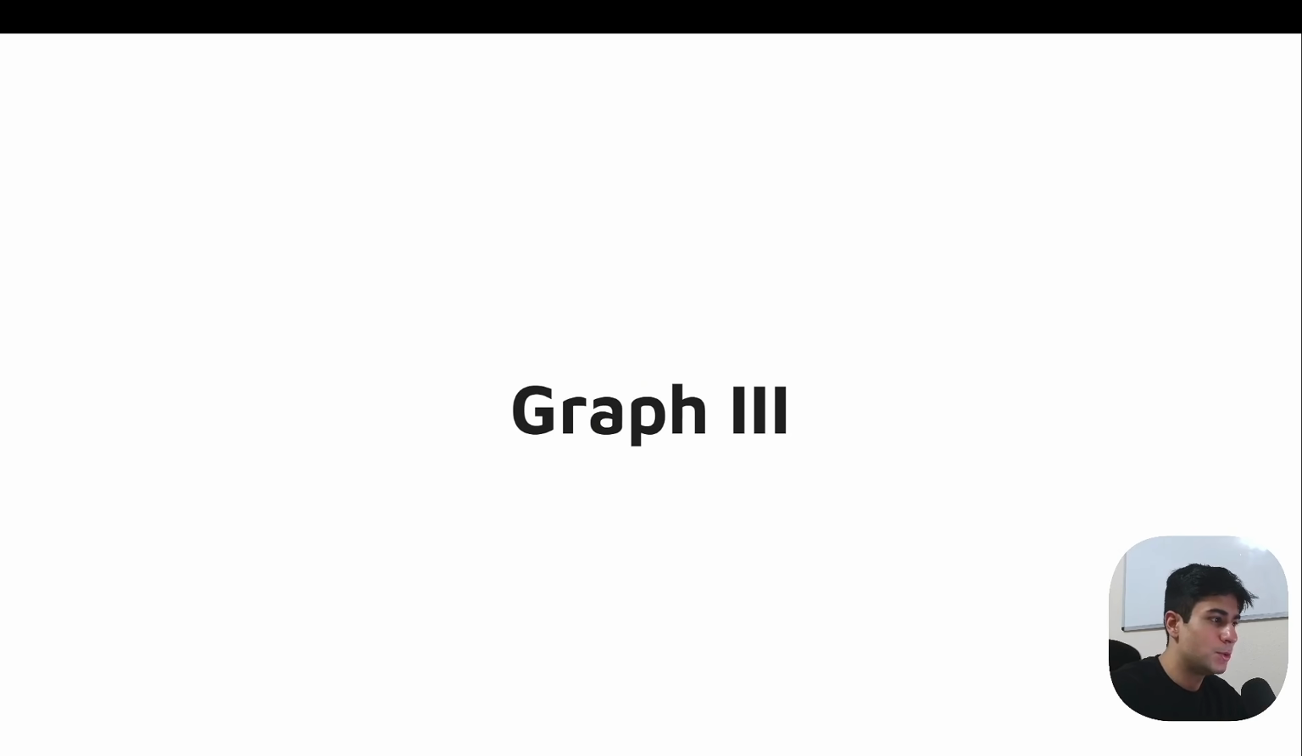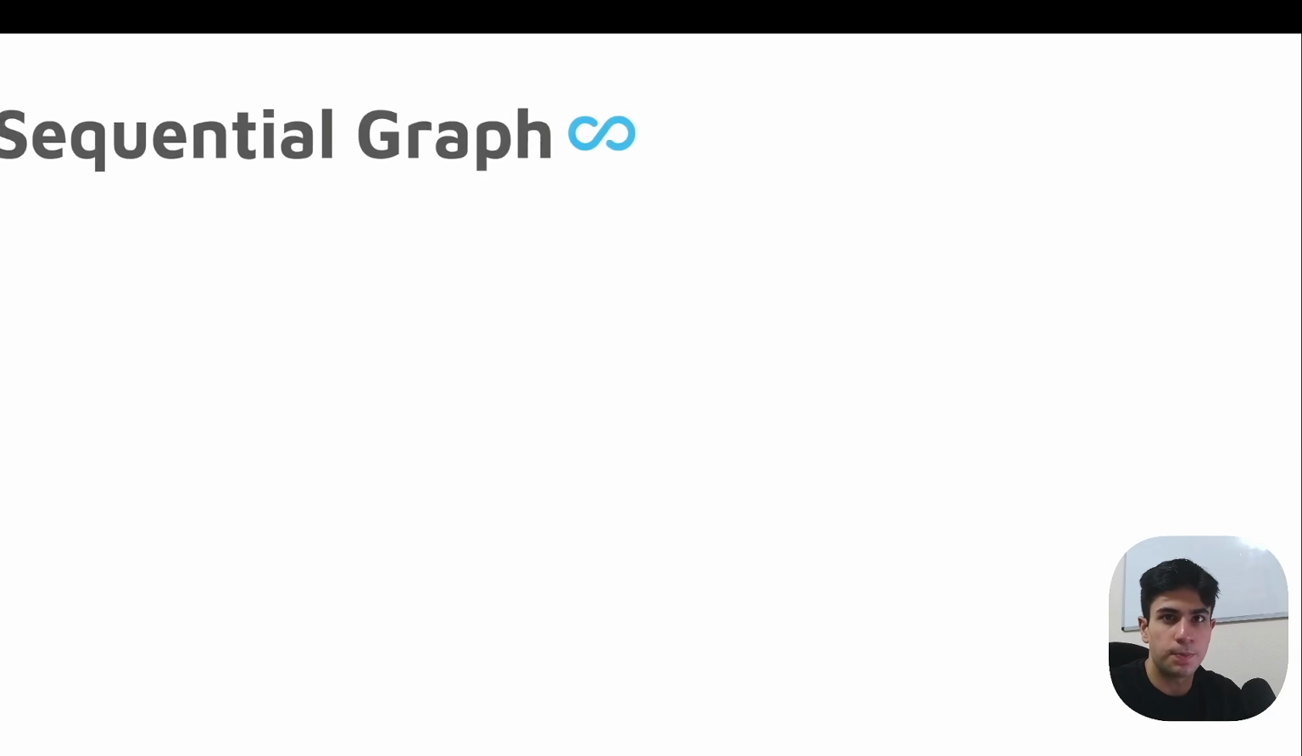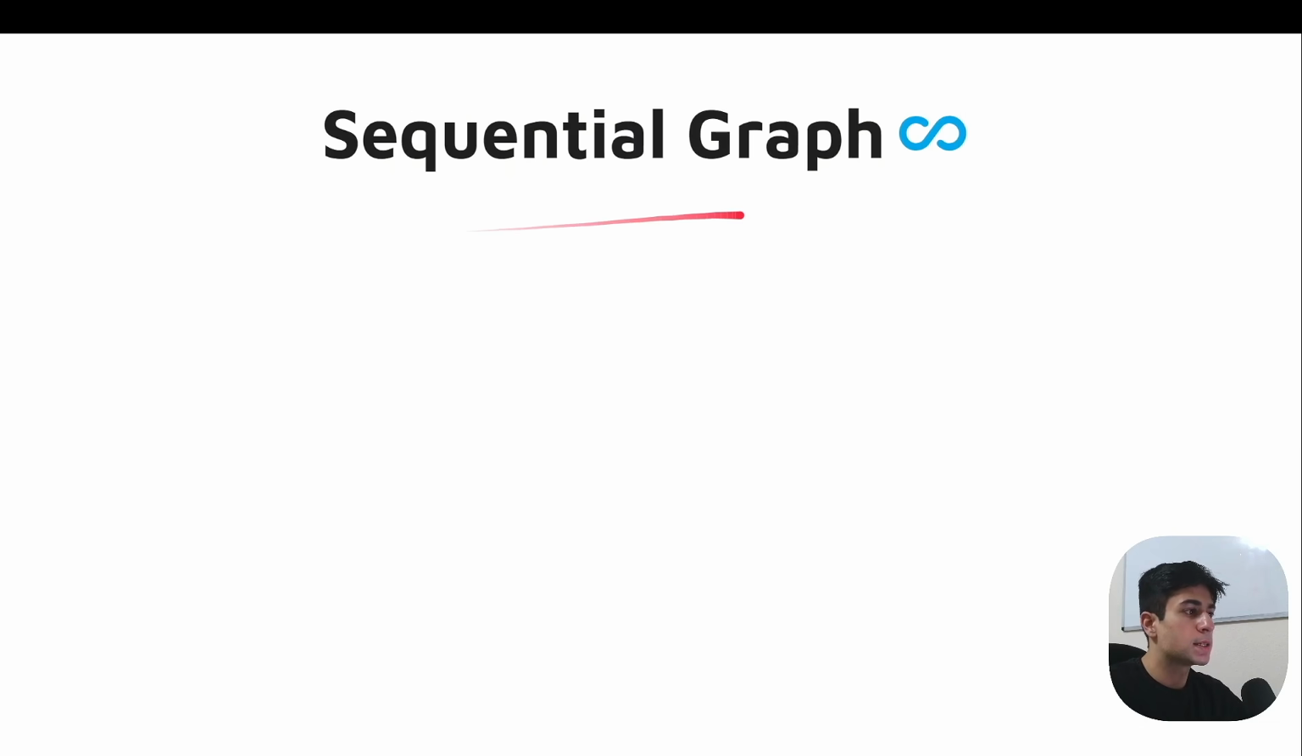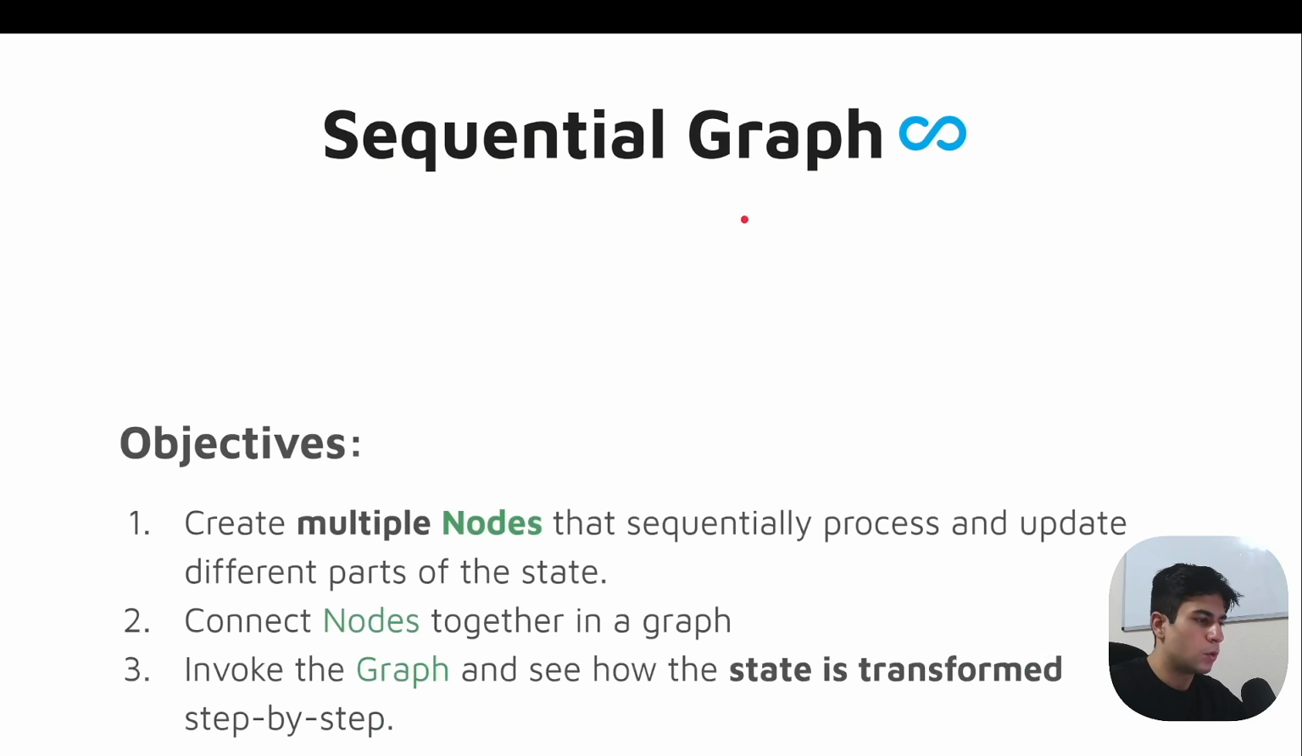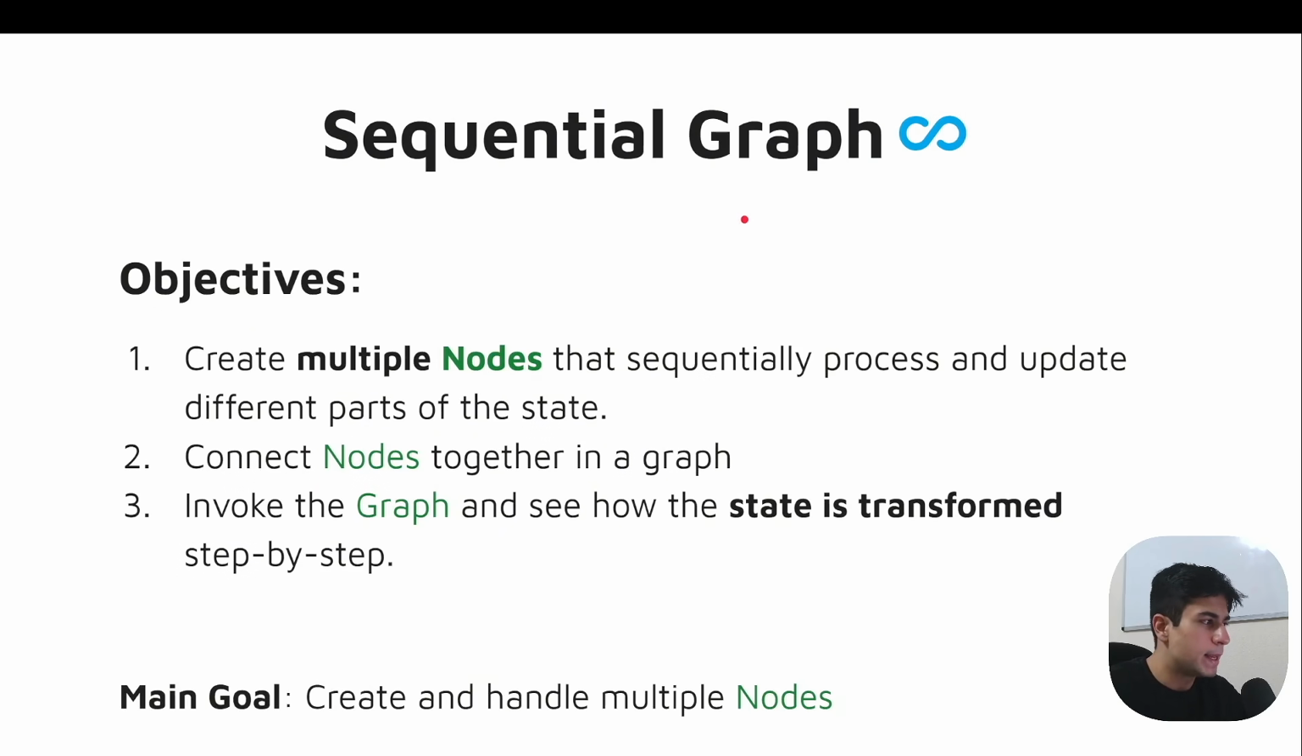Okay, welcome to your third graph. So, what are we going to do this time? Well, enough processing multiple values and everything. Let's actually get the graph more complicated. So that's why we're going to be building a sequential graph. All that basically means is we're going to be creating and handling multiple nodes that can sequentially process and update different parts of the state.